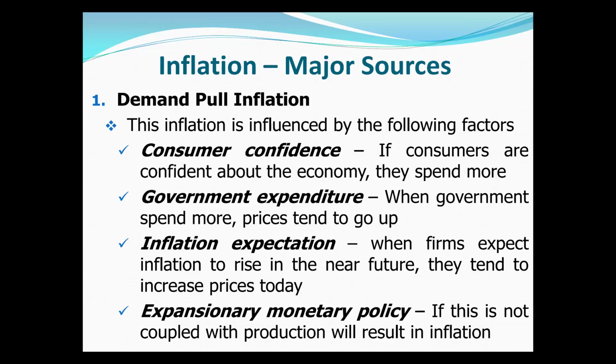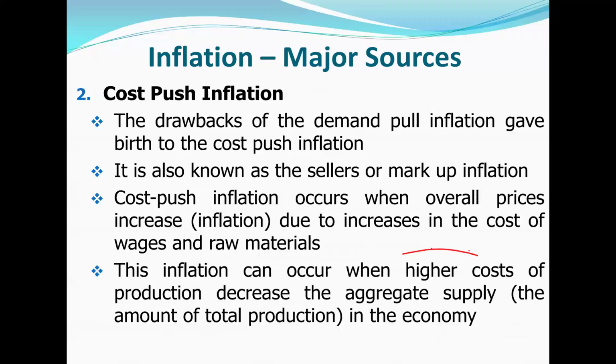Government expenditure, we know that when government spends more, then prices will go up because of an increase in government expenditure. And sometimes inflation can be expected by the people themselves, who can have those expectations. Expansionary monetary policy can still cause inflation. When there is too much increase in the money supply, you find that it can still bring about inflation. You're good?